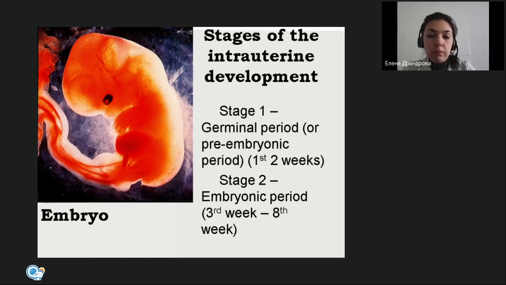Stage two is the embryonic period. It lasts from the third week up to the eighth week. During this time, the new organism is named an embryo. Here you can see it, an embryo.